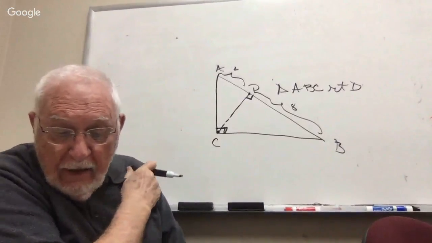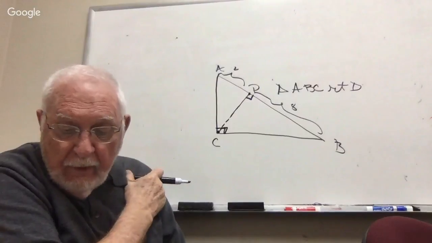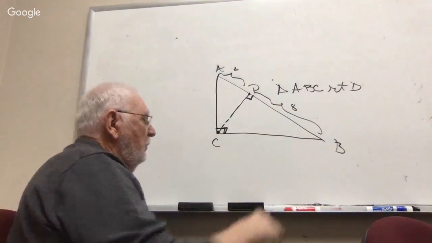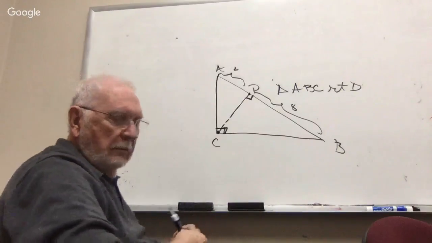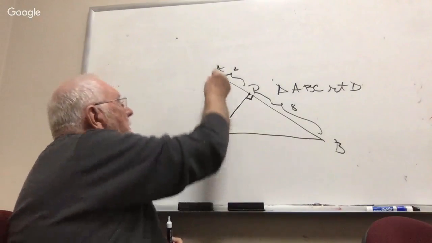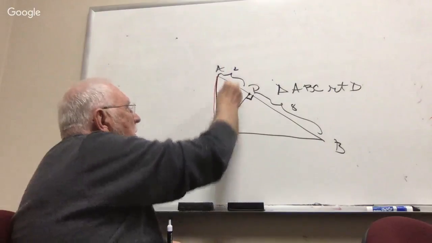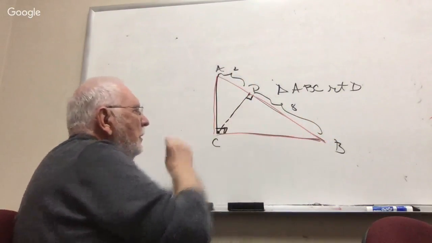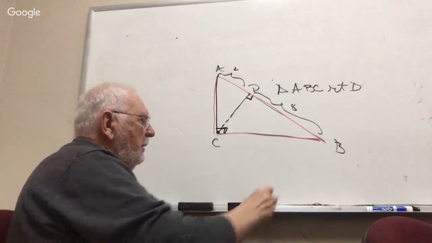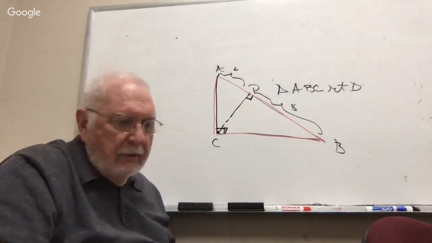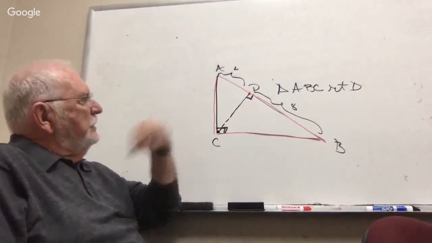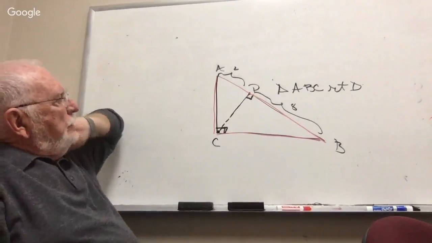Now, here's the hard part. It says find the perimeter of triangle ABC. So we want the perimeter of that big one. Now, we know what perimeter means, right? Perimeter means distance around. So we've got not very much information.